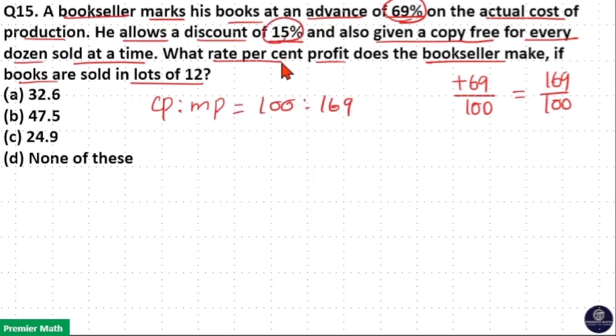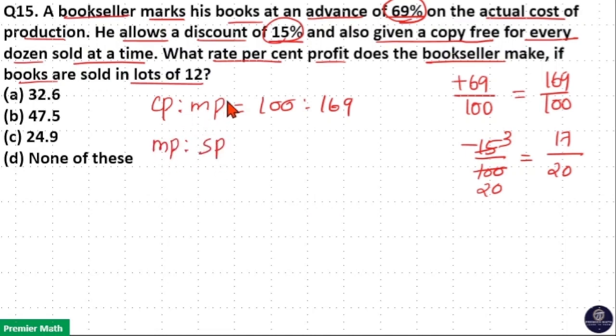Now he gives a discount of 15%. Discount means minus 15%, that is 15 by 100. 5 goes 3 times in 15, 5 goes 20 times in 100. Minus 3 by 20 means if the 20 part is the marked price, 20 minus 3, 17 part is the selling price, because the 3 part is the discount here. So take the ratio of marked price and selling price, because I can cancel the marked price here. Marked price is 20 part and selling price is 17 part.